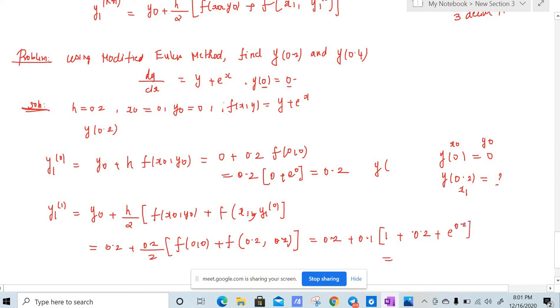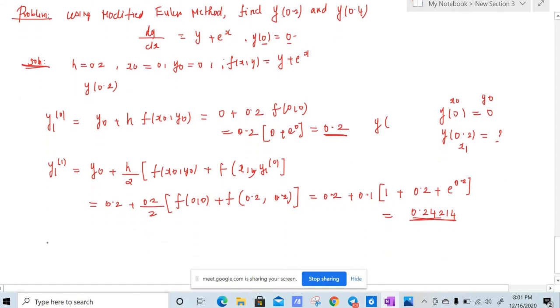So we can straight away find it using the calculator. So we will have y1 of 1 is equal to 0.24214. We can see this is 0.2, this is 0.214. These values are not the same. So we need to go on to the next iteration.